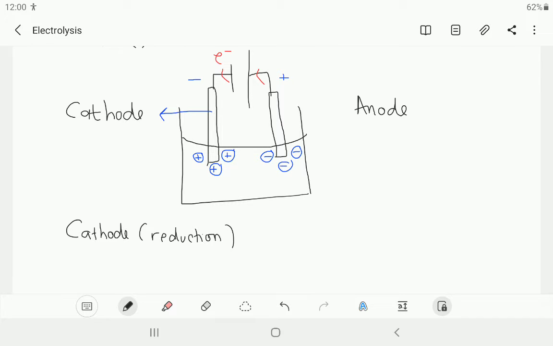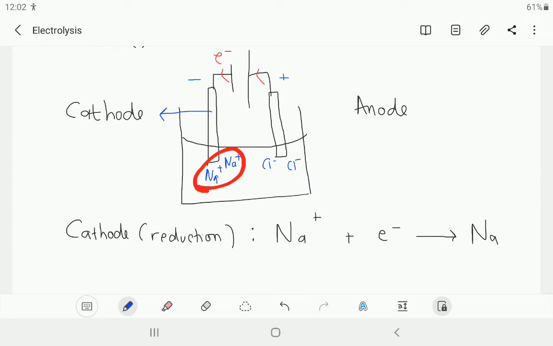At the cathode, all the positive ions will lose their charge or become neutral by gaining electrons that are given from the power supply, by the process called reduction. Say that the positive ion is Na+. The Na+ gains an electron to form a neutral Na. Positive meets negative becomes neutral.